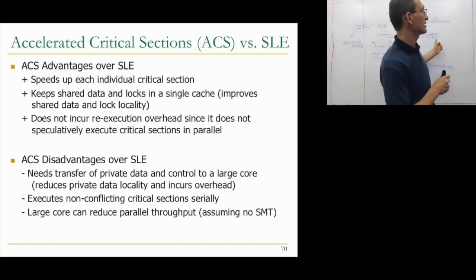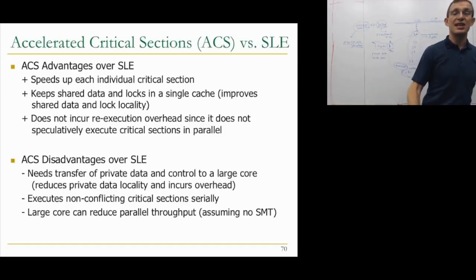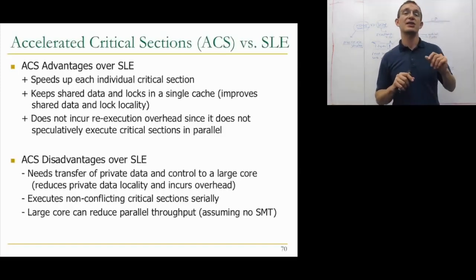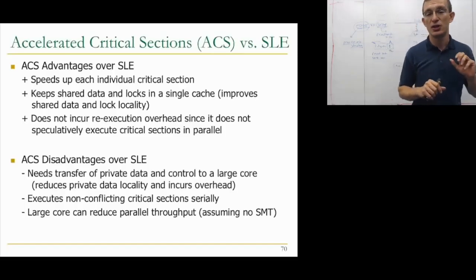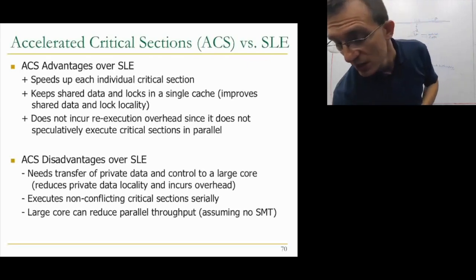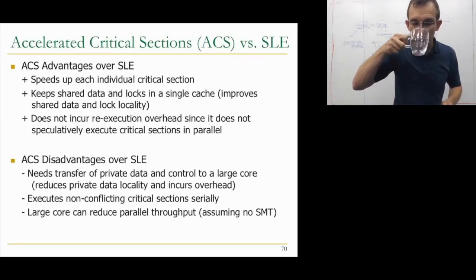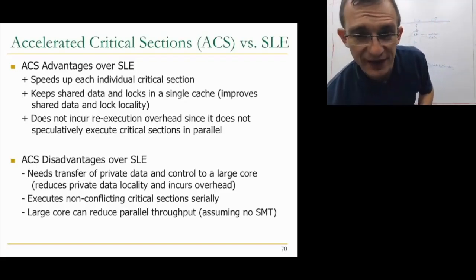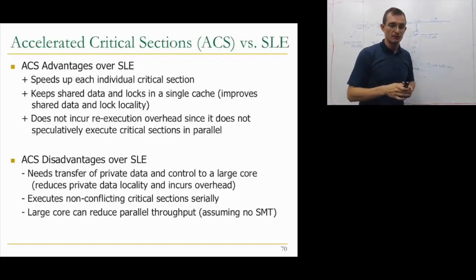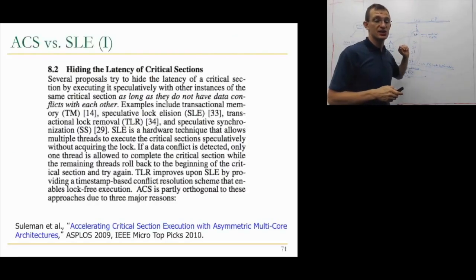And finally, accelerated critical sections use a mechanism that uses the large core and dedicates that large core for critical sections, and that large core can actually reduce parallel throughput. But we've discussed that if you add SMT, simultaneous multi-threading, to that core, you can reduce that effect of the loss in parallel throughput. So these are some conceptual advantages and disadvantages of accelerated critical sections.